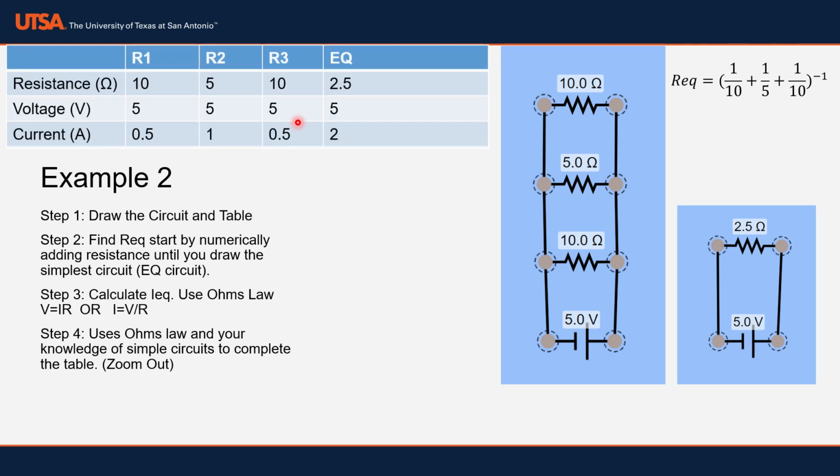Okay? Once you do that, and I probably should have done the animation differently, you're going to use Ohm's law to calculate your current, right? So you're going to do your voltage, 5, divided by your resistance, 10. 5 divided by 10 equals 0.5. 5 divided by 5 equals 1. 5 divided by 10 equals 0.5. So again, all we're doing is completing this table about what we know.